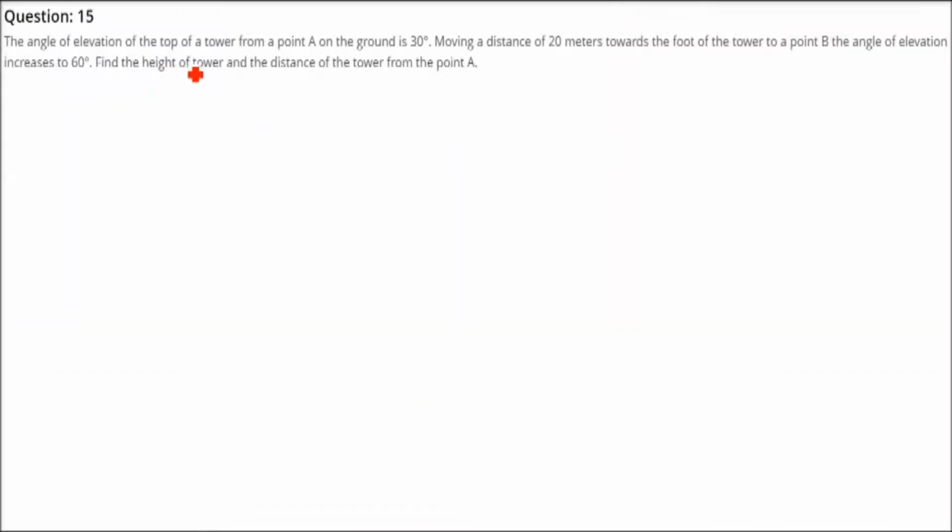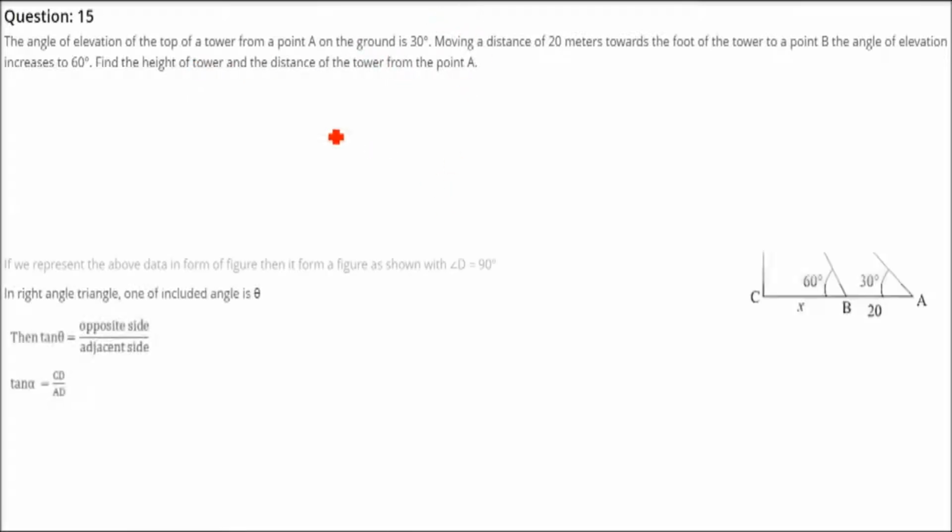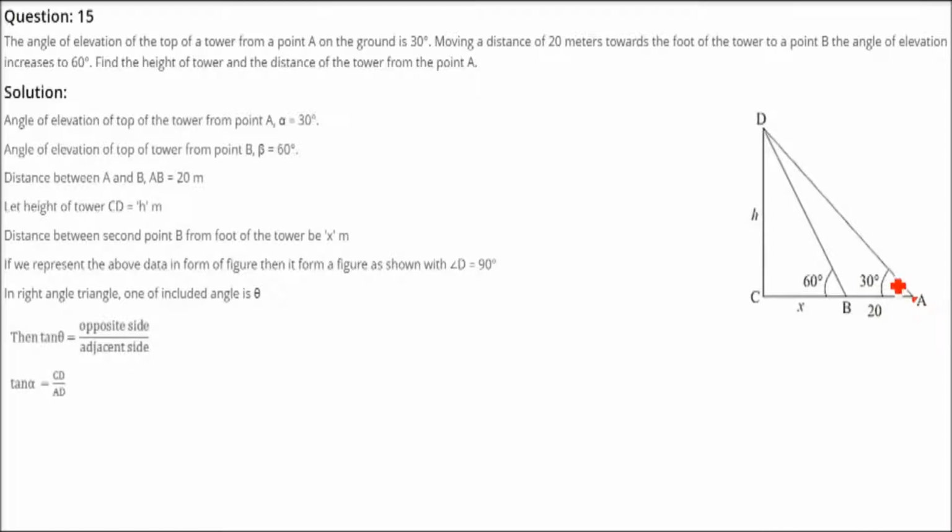The angle of elevation of the top of a tower from a point A on the ground is 30 degrees. So this is point A, and the angle of elevation of the top of this tower is 30 degrees. Moving a distance of 20 meters, that is, we move 20 meters in the direction of the tower, heading towards the foot of the tower, at this point B, the angle of elevation now increases to 60 degrees. Find the height of the tower and the distance of the tower from the point A.